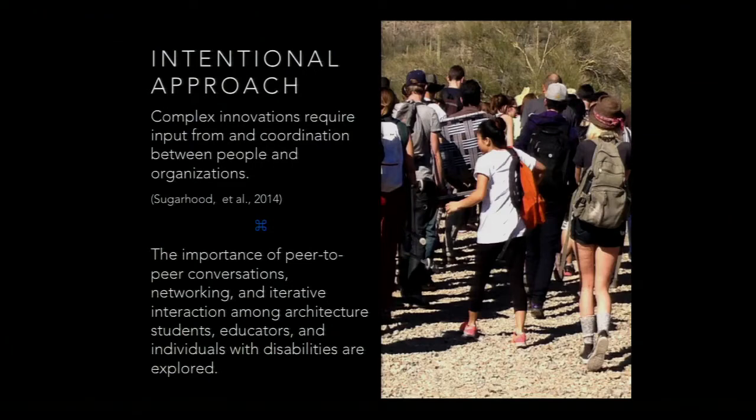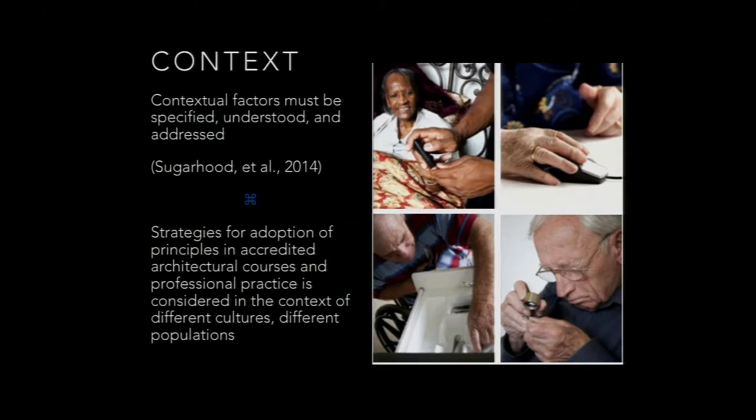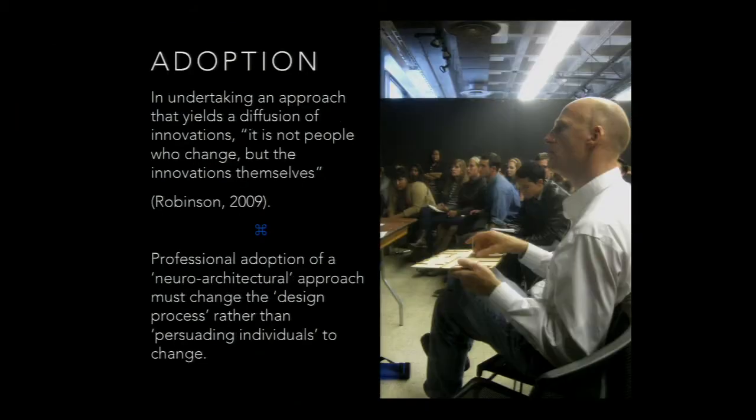We'll just move through the importance of peer interaction, looking at faculty to faculty, student to student, and then the user experts really being there to inform it, and doing it across cultures and different populations. We have to change the design process. We're not out to change individuals and say you have to change to do this, but to look at the bigger picture.